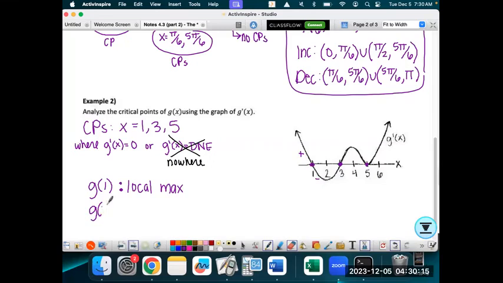G of 3. I already know the slopes before that are, oh, the slopes, I'm sorry, the outputs. Looking at outputs because I have G graphed here. So I already know that those are negative outputs going to positive outputs. That would be a local, negative slopes to positive slopes, local min.